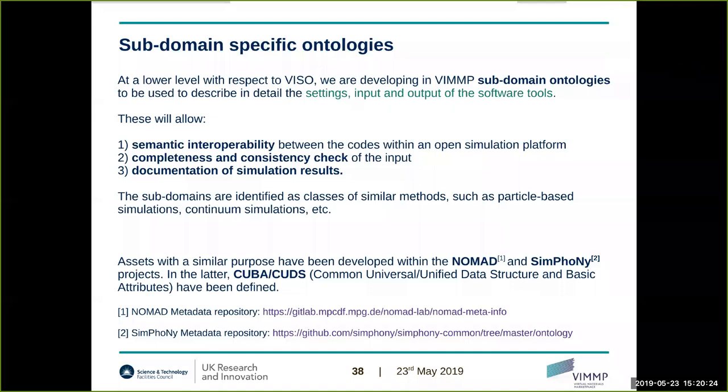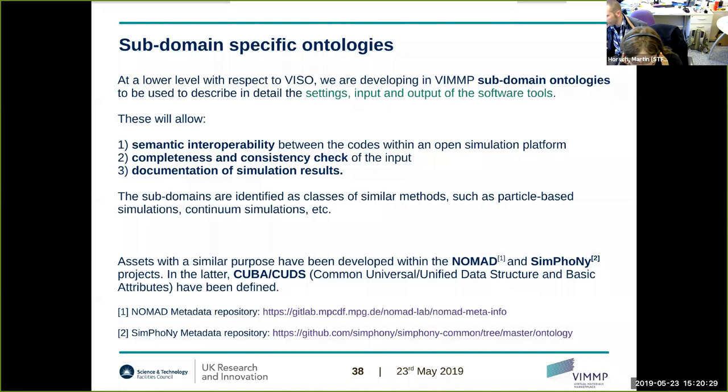And I would like to mention that at this level, some assets with a similar purpose have been developed within other European projects, namely the Nomad project and the Symphony project. And in the latter, Kuba codes have been defined, which are a common universal unified data structure and basic attributes. And you can find links to this material.